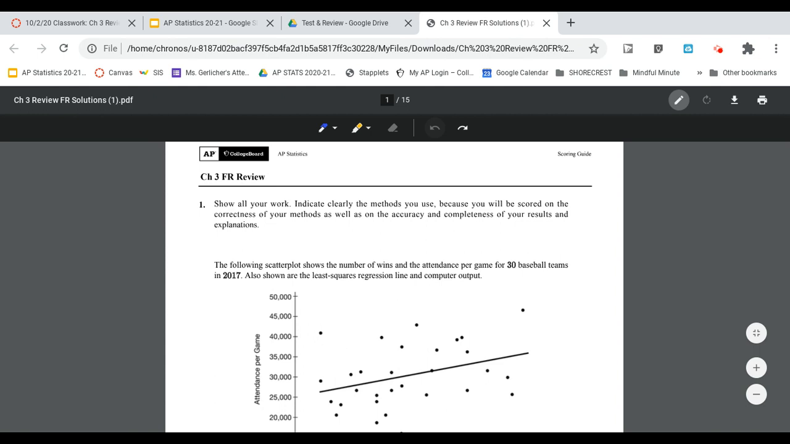So this is going over the Chapter 3 free response review questions. And as always, it's just 2 questions, but the rubric from the College Board is 15 pages long. So I'll kind of scroll through and try to show you what is useful within that 15 pages.